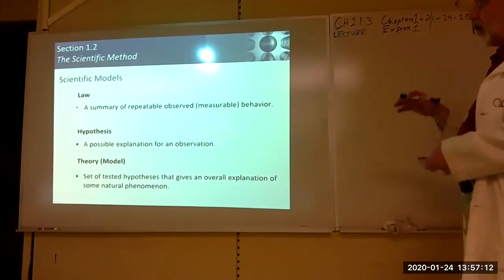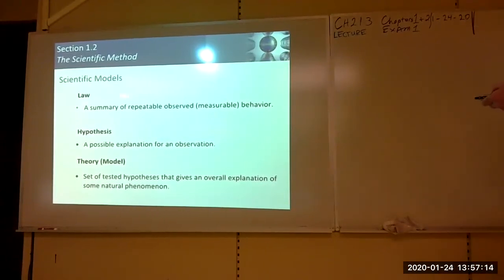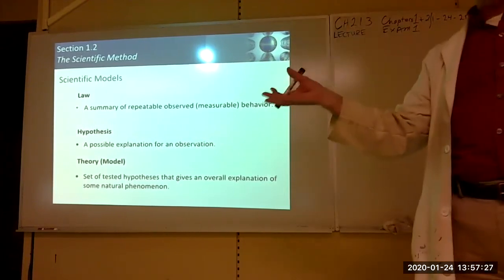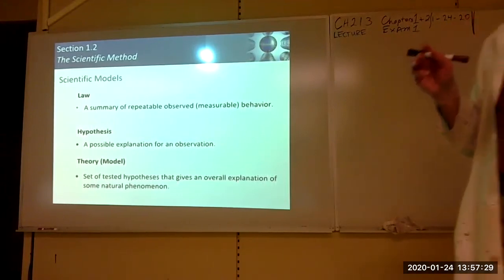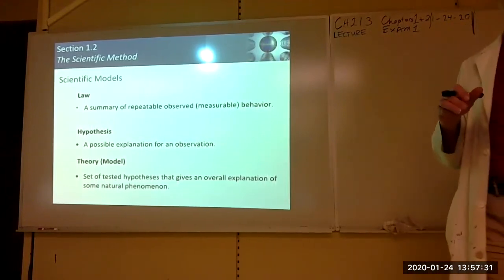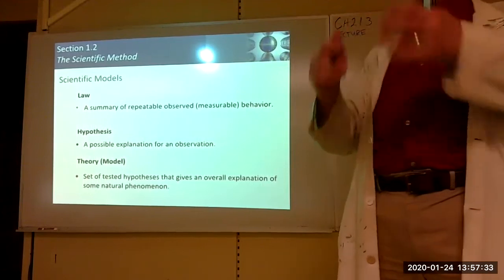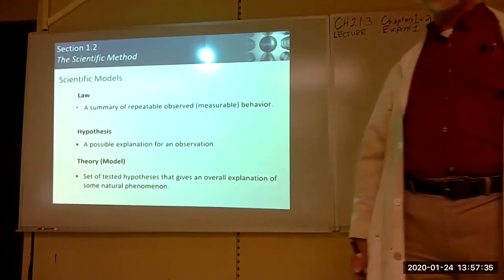Okay, so I mentioned law. It's just what happens, what's the behavior. A hypothesis is simply an explanation for an observation. You're saying, I see this because of such and such. And a hypothesis, to be any kind of hypothesis, has to be testable. You have to be able to test it.